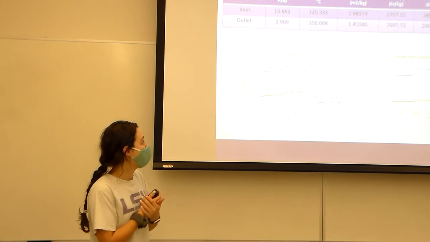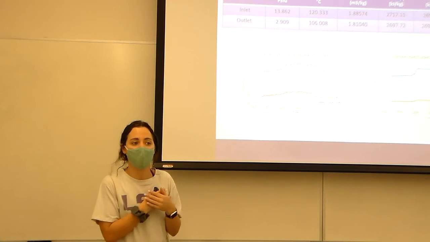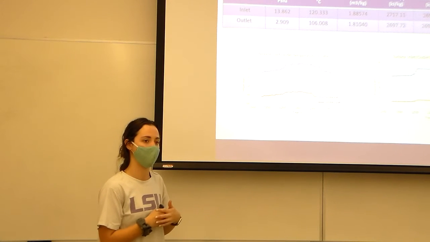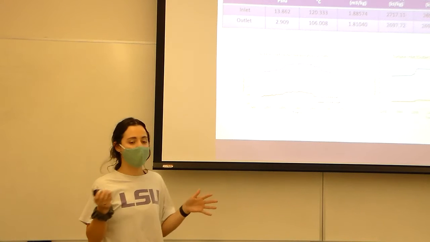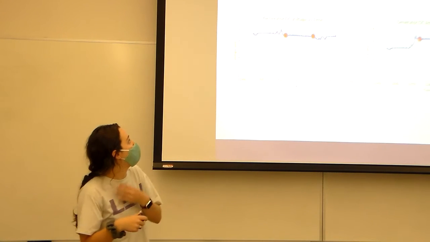For the turbine, this is inlet and outlet. As you can see, the inlet pressure is much higher than the outlet, which is expected because, as I said earlier, the steam expands in the turbine, so we have a lower pressure going out. So that does match up to the theory that we would expect to see.